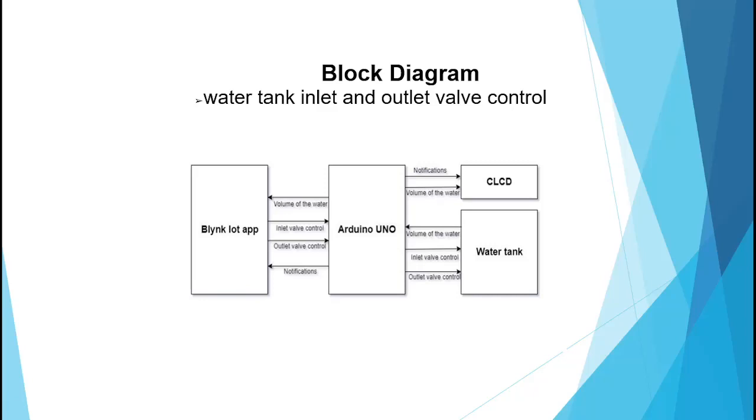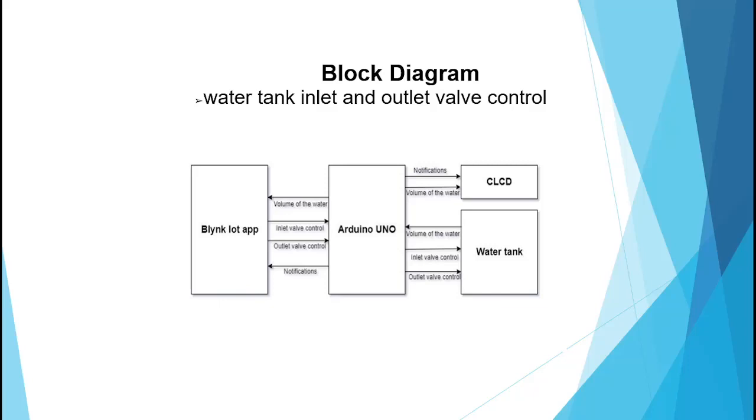We are going to display the volume of the water in the tank, display the volume of the water in the gauge widget, and display the water level on the CLCD. Inlet valve control: if the button widget is at logic high, turn on the inlet valve by sending the commands to the serial communication. If the button widget is at logic low, turn off the inlet valve by sending the commands to the serial communication.